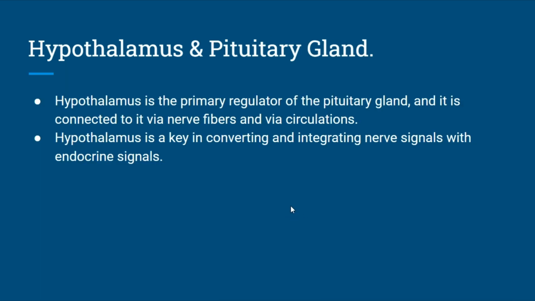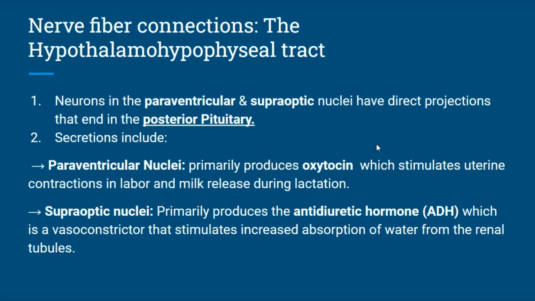So hypothalamus is also the main modulator for the pituitary gland, and it is connected via nerve fibers and via circulation. So there's two ways which it controls it. The key is converting and integrating the nerve signals with the endocrine signal. That's how hypothalamus also controls the pituitary gland. So nerve fibers connection, that's the first one we're going to look at. It is also called the hypothalamo-hypophyseal tract. I know it's a mouthful term. So that's how the nerve fibers are going to go.